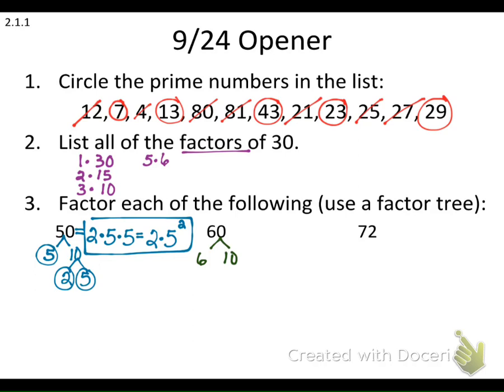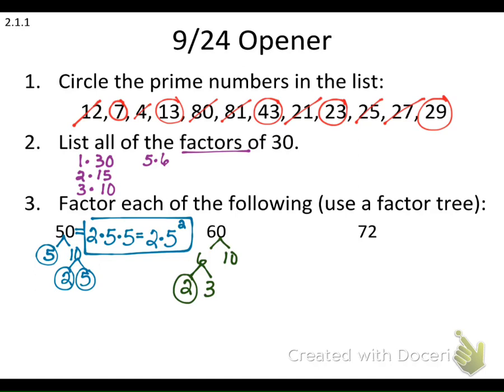Okay, can I factor 6? Yeah, what two numbers can I multiply together to get 6? Slow down. Two numbers I can multiply together to get 6 are 2 and 3. Now, if you're noticing, I'm working one side before I go to the other side. So then I come to my 2. Can I factor 2? No, it's going to be a what kind of number? Prime. So I'm going to circle it.